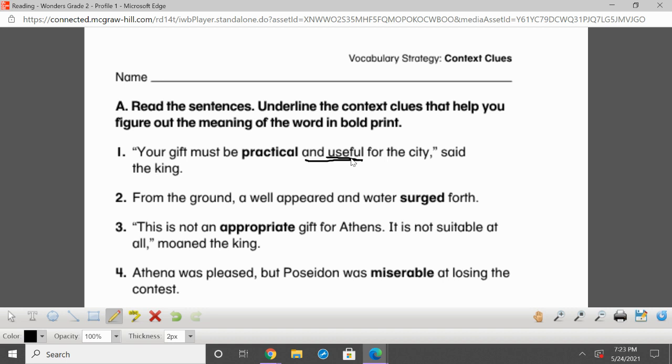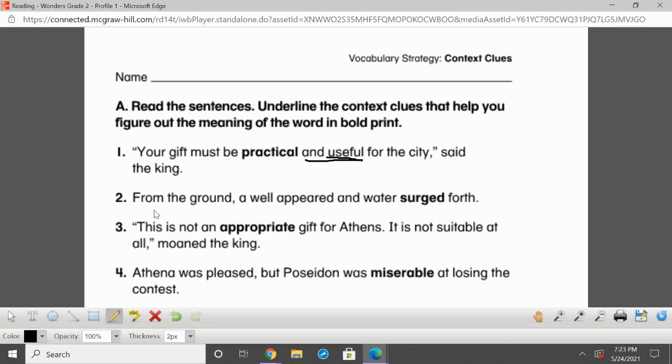So in this sentence, we used "and useful" to help us figure out what practical meant. It was kind of another example here. All right, number 2. "From the ground, a well appeared and water surged forth."